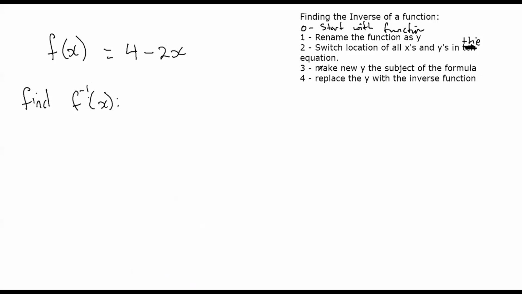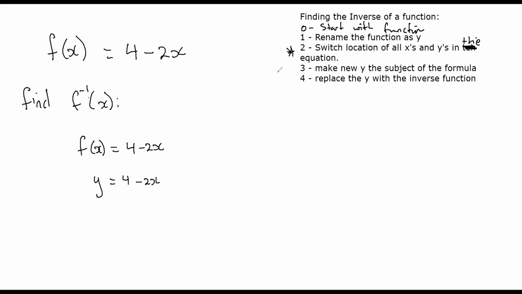First thing, start with the function. So what's the function? The function is 4 minus 2x. Nice. Second thing, rename the function as y. So put y is equal to 4 minus 2x. Now this one here is where you're saying, wait, that doesn't make sense. So for this question, let me leave it out and let's just make x the subject of the formula instead and see what happens.